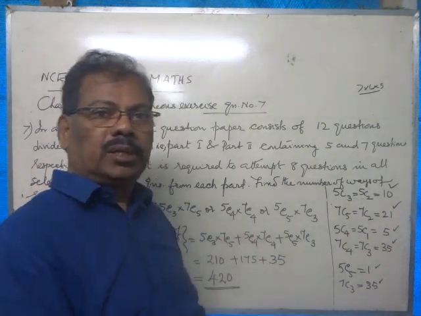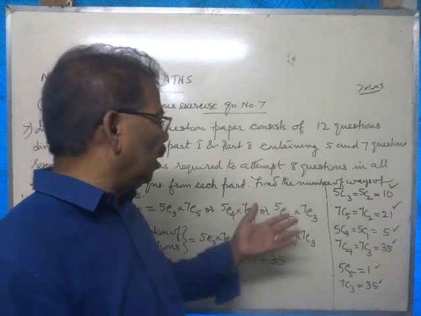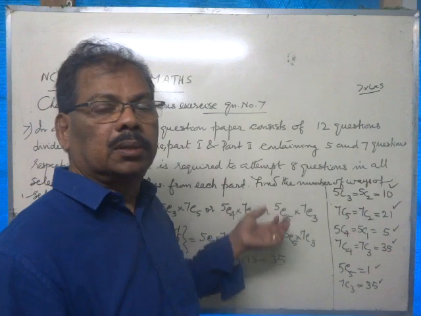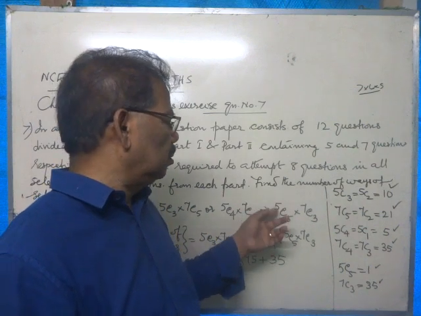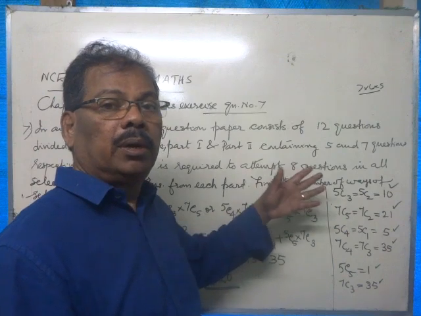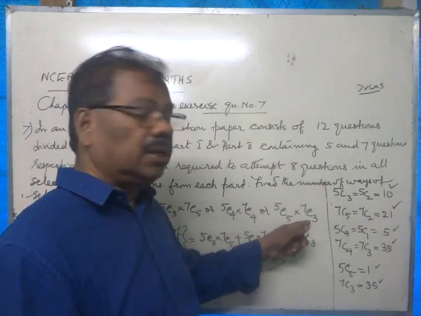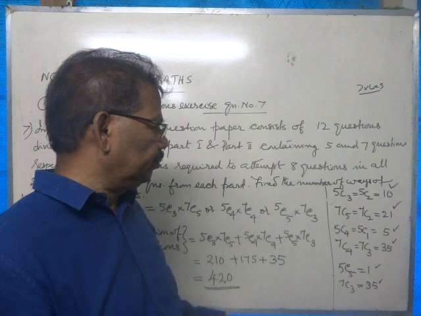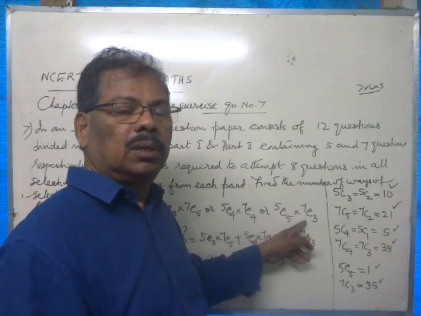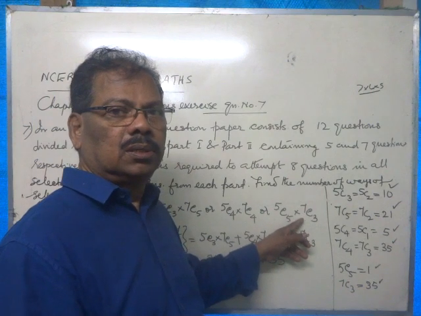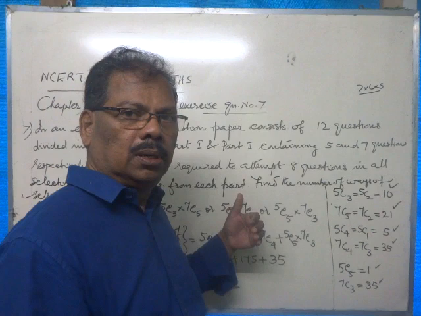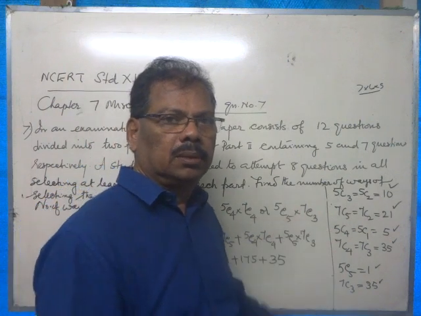And there is still another chance. He can select all the questions from the first part. Then 5C5. Then the remaining 3 questions can be selected from the second part. Then 5C5 into 7C3 will give the number of selections in that way. 5 from the first part and 3 from the second part.